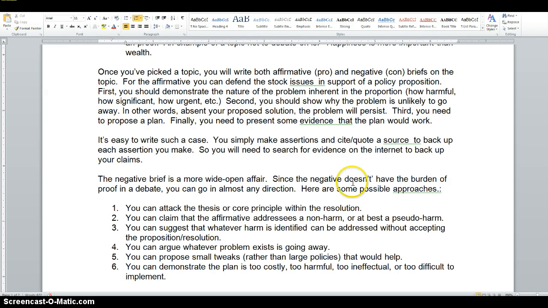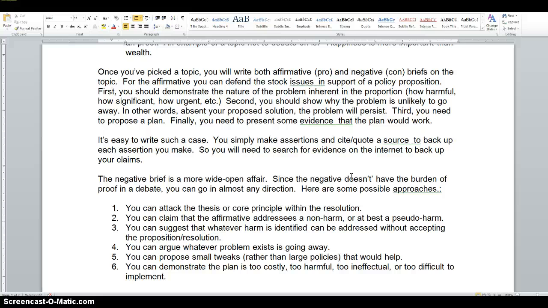Now for the negative side, because you don't have the burden of proof, if you read the chapter on debate, you'll know what the burden of proof is, and also it's discussed earlier in chapters 1 through 4. You know that the affirmative has the burden of proof. So when you find your resolution, your proposition to debate, you should think about how am I going to phrase this so that the affirmative really has the burden of proof.